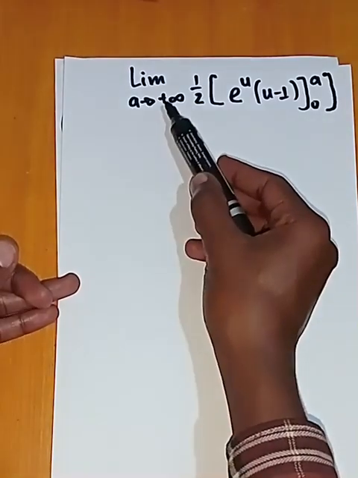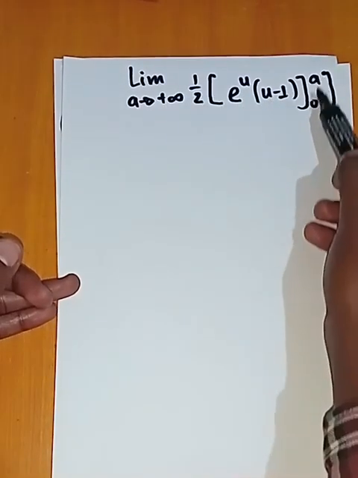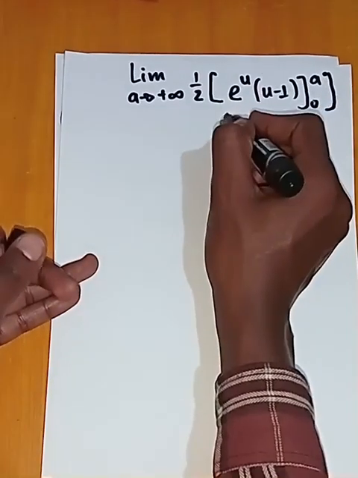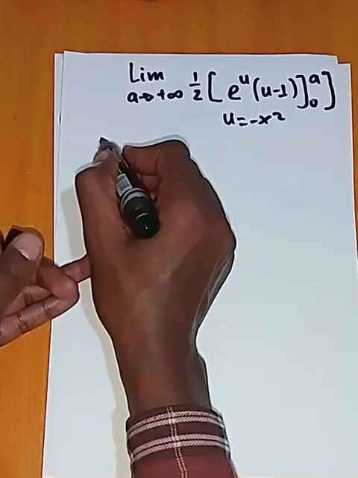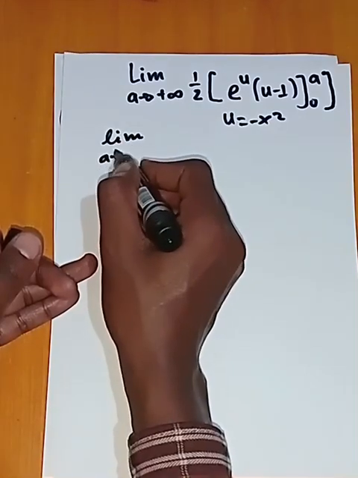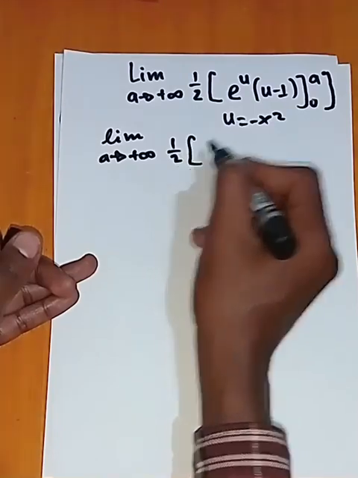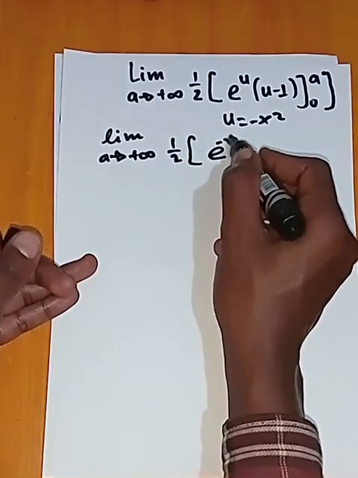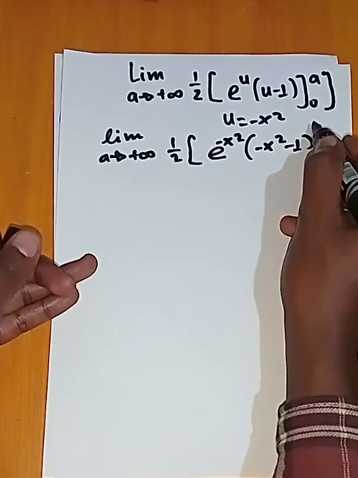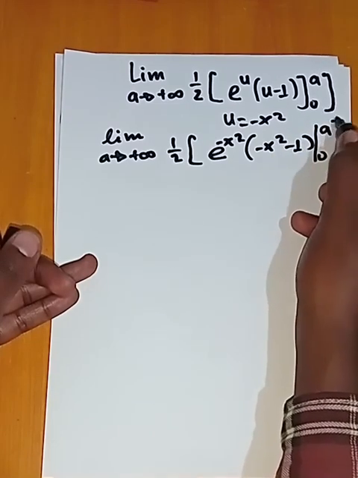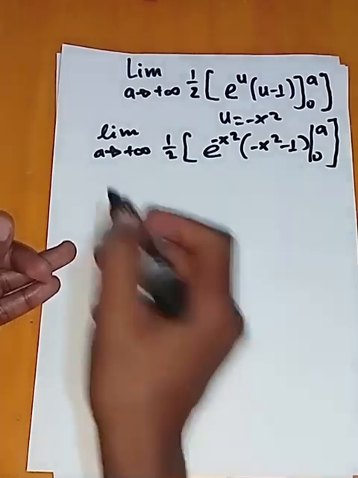Now, the limit as a tends to positive infinity of 1 over 2 times e raised to u times u minus 1 from 0 to a. What's the value of u? u is equal to negative x squared, so we can directly substitute: 1 over 2 times e raised to negative x squared times negative x squared minus 1, from 0 to a. No problem.